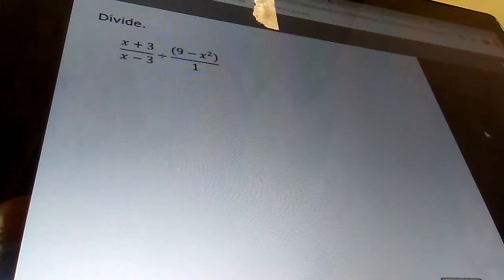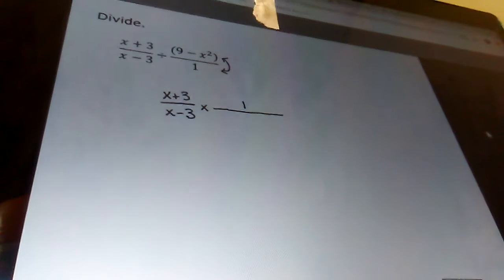We're going to divide x plus 3 over x minus 3 by 9 minus x squared all over 1. The key to dividing rational expressions is to rewrite each numerator and denominator in factored form. The first fraction is already in factored form, so we'll rewrite it as x plus 3 over x minus 3. Remember that dividing fractions is the same as multiplying by the reciprocal of the second fraction. So that means that the second fraction is going to flip over. The numerator becomes the denominator, and the denominator becomes the numerator.